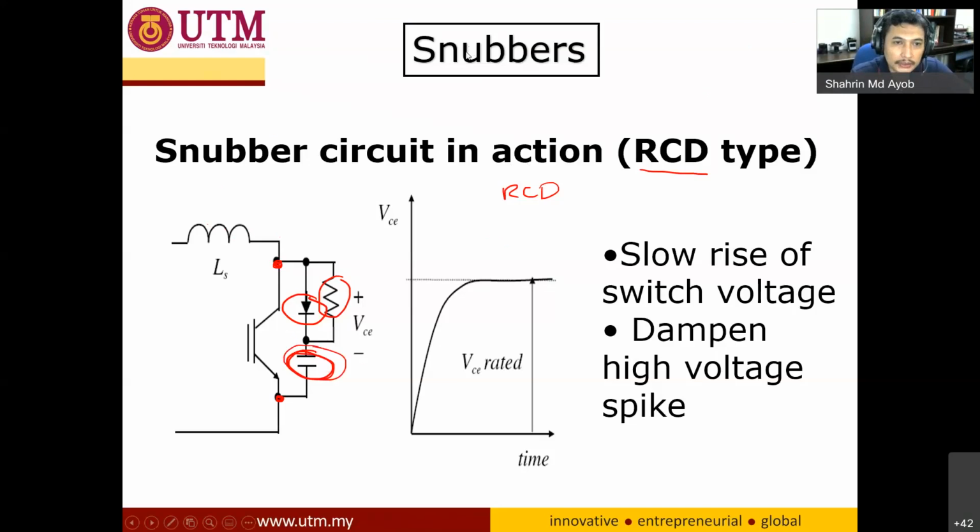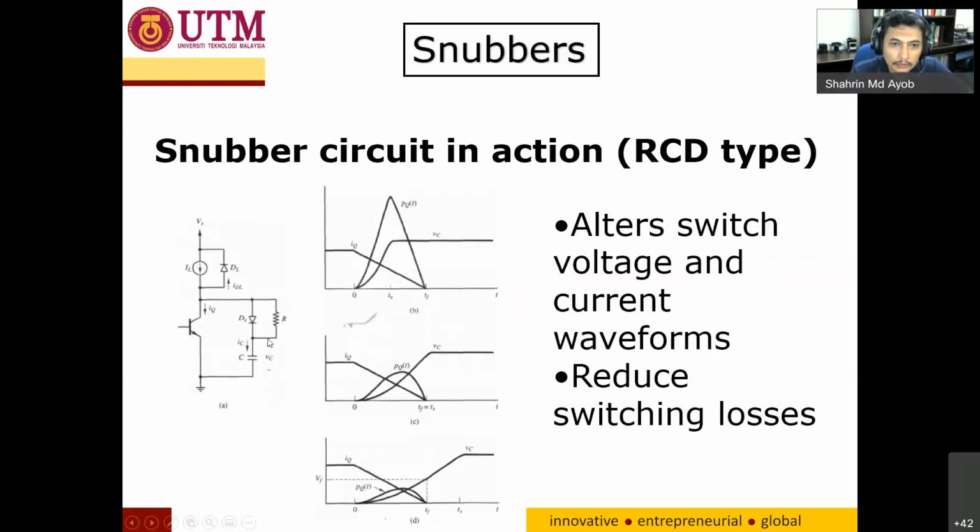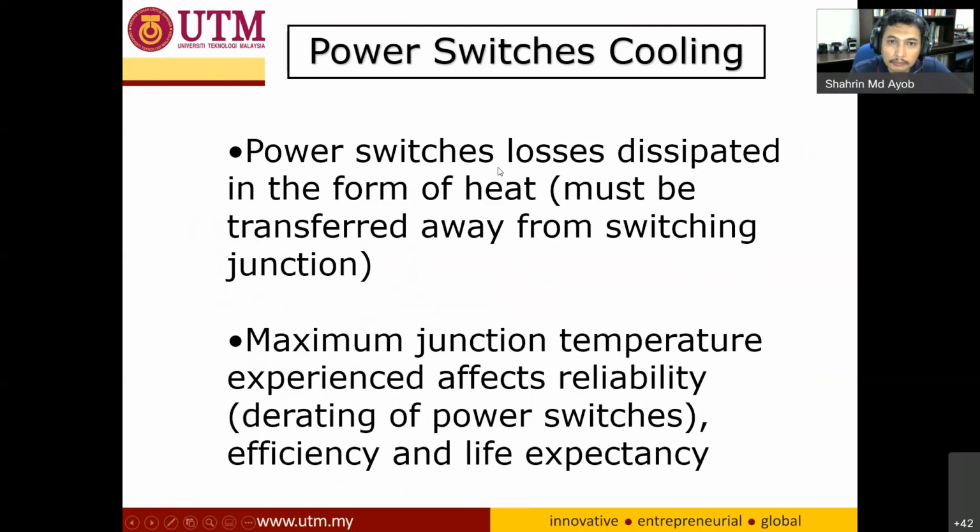But this snubber circuit is usually already integrated inside the transistors. Some transistors, for example IGBT or MOSFET, depending on the manufacturer, already have this snubber circuit integrated inside them. So this one I think we can skip.